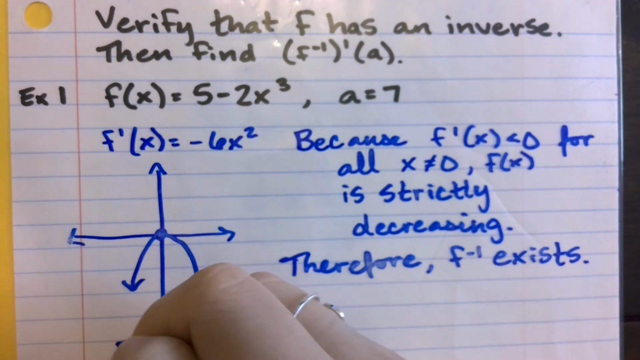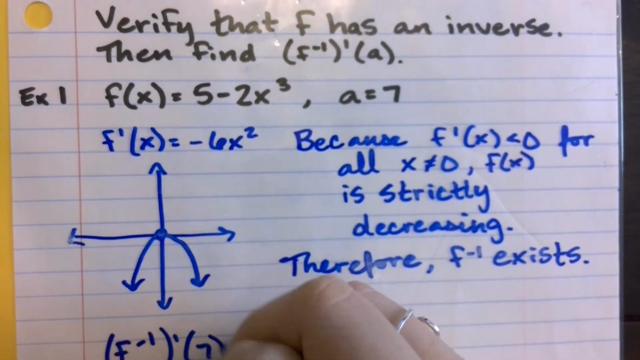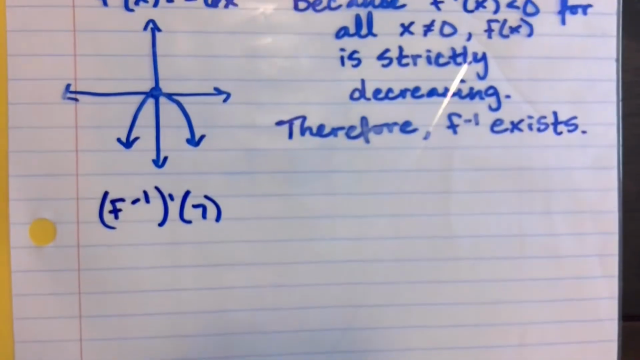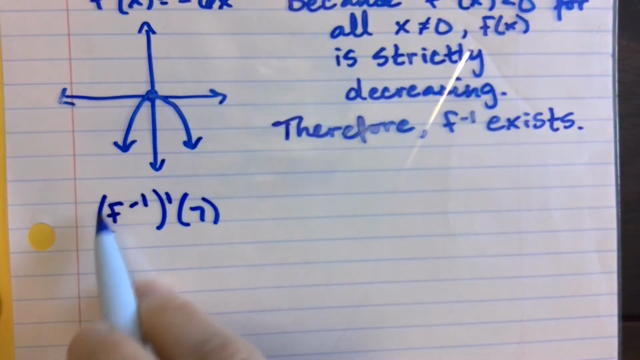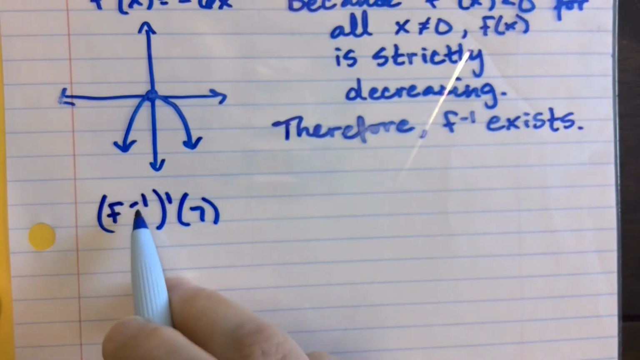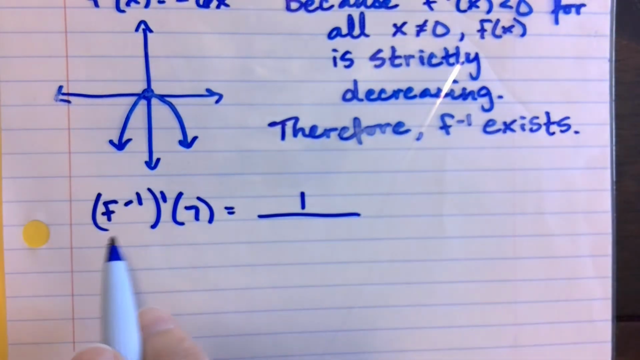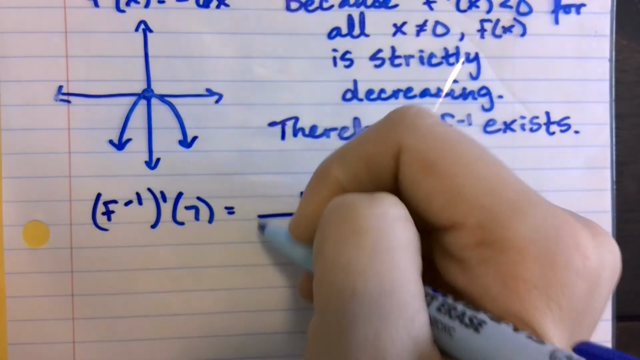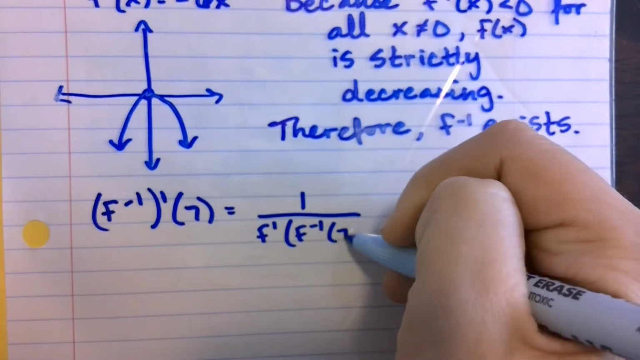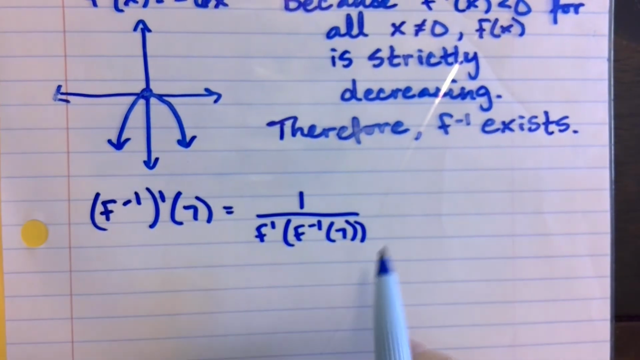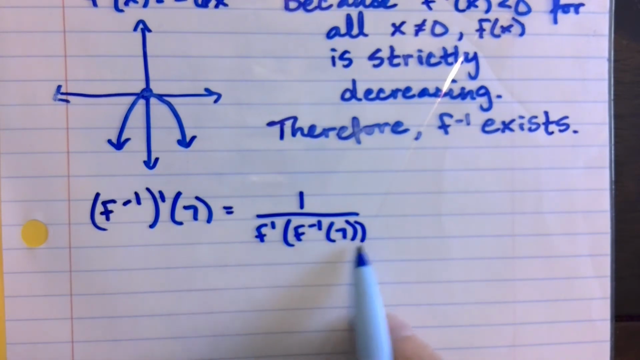So we've got our f inverse prime of 7. And the notation here, it's just not great. It can be a little confusing. So in your head, make sure you have it straight, the things that are primes, the things that are inverses. And just what we had learned, that this derivative is going to be 1 over f prime of f inverse of 7.